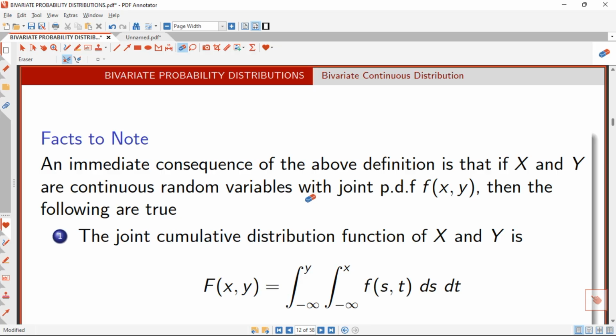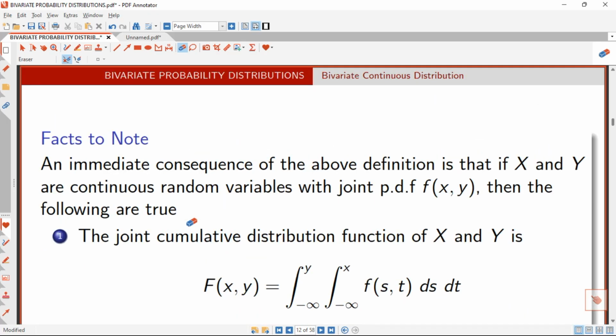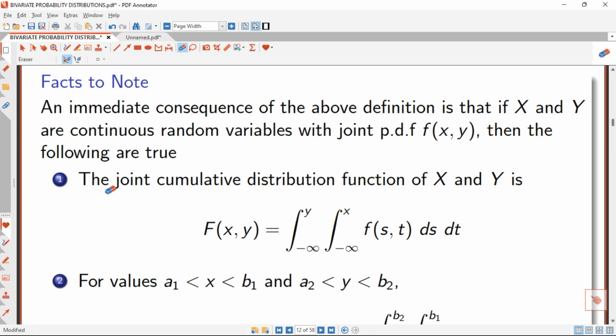And then we are trying to say that if we are able to achieve this to be a joint probability density function, then there are some facts here that we have to note. So if a joint probability density function is given to us, for example, f of x comma y as a joint probability density function, and we are asked to calculate the joint cumulative distribution function, how are we going to do that? And that is what this point 1 is going to teach us.